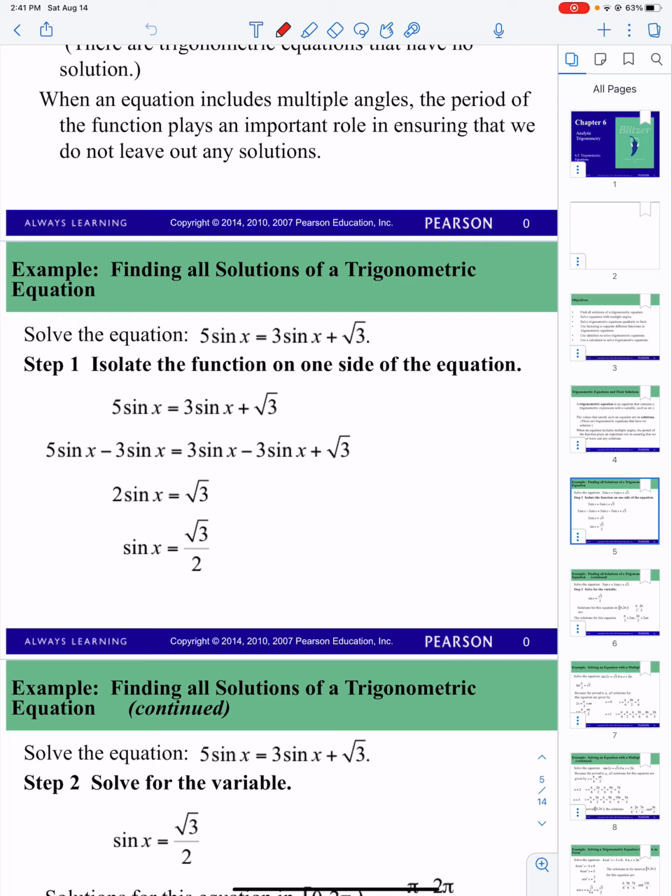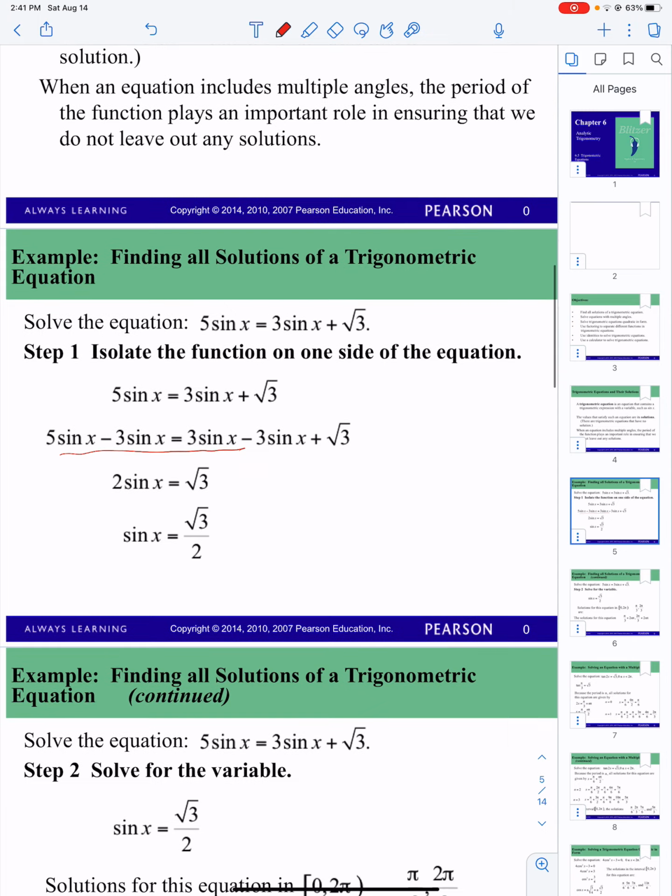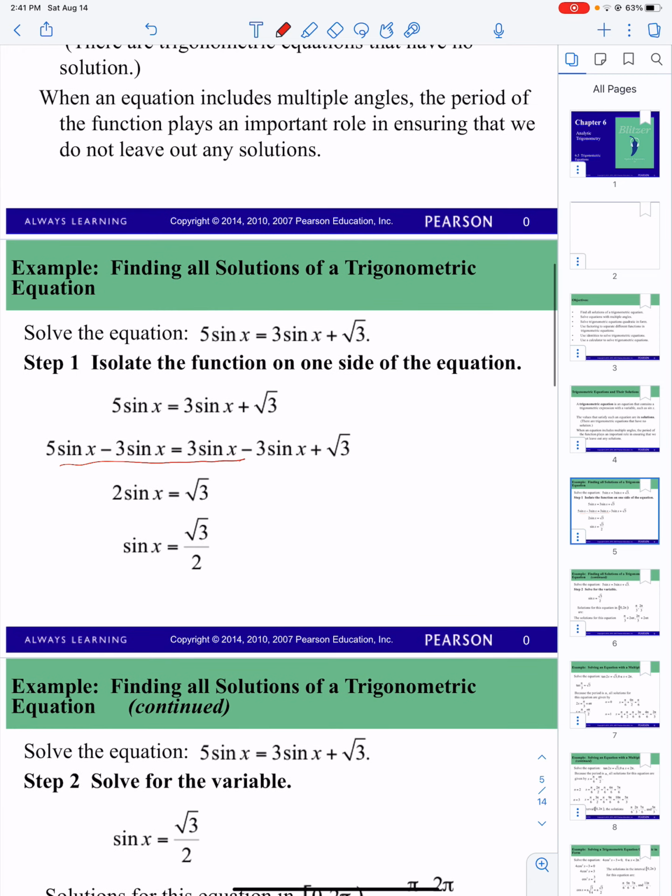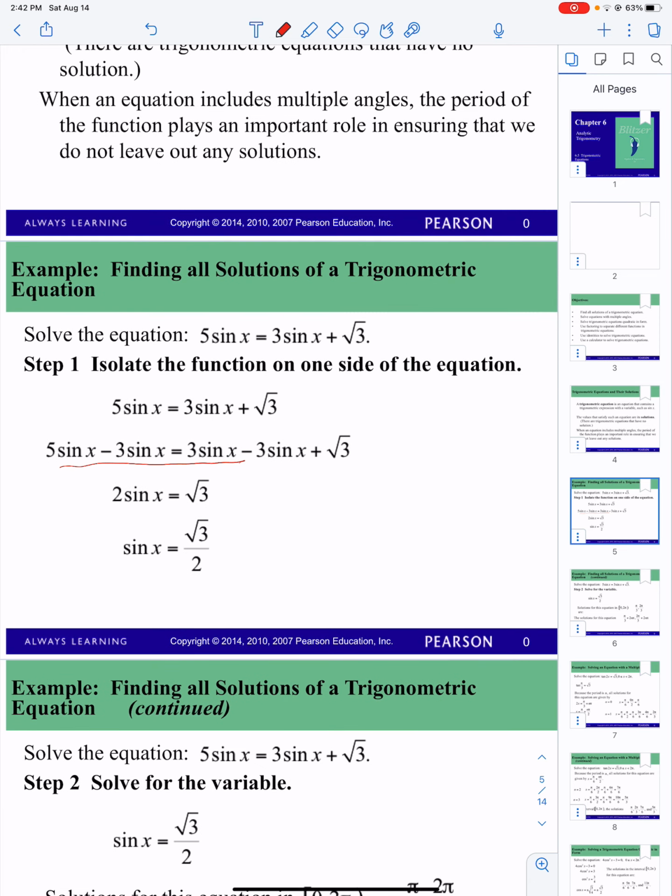So if we have 5 sine x equal to 3 sine x plus square root of 3, what should we do? We want to isolate the sine x. So you have 5 minus 3, it will be 2 sine x equal to square root of 3. Sine x equal to square root of 3 over 2. Now, what do we want to do? We want to solve for x.